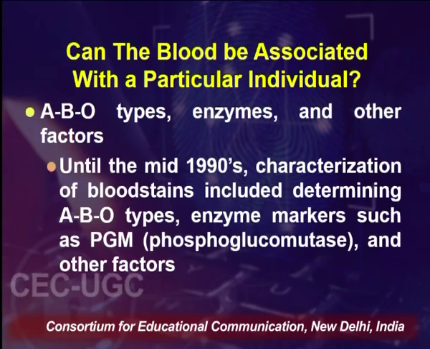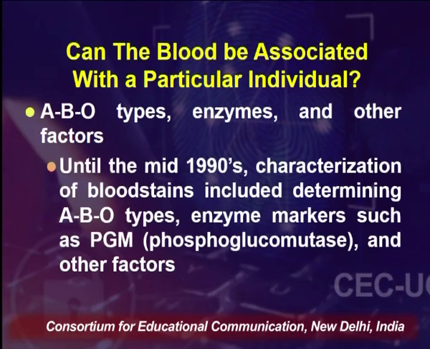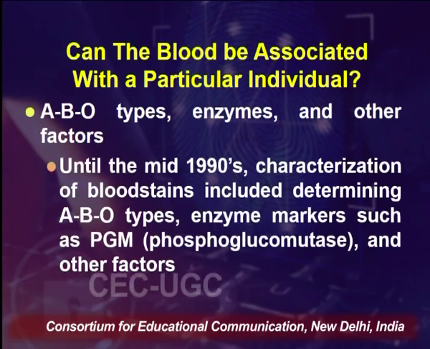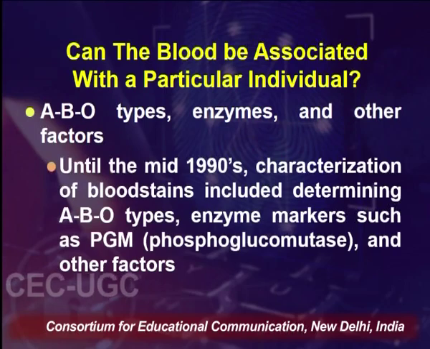Now, after knowing that this particular blood belongs to a human, we have to know to whom it belongs. What is the blood group of this person? Can we identify the individual using this blood? For that, we have to go for ABO typing, enzymes and other factors. Until the mid 1990s, characterization of blood stains included determining ABO types, enzyme markers such as phosphoglucomutase, and other factors. So, before going for DNA analysis, we go for ABO blood grouping.